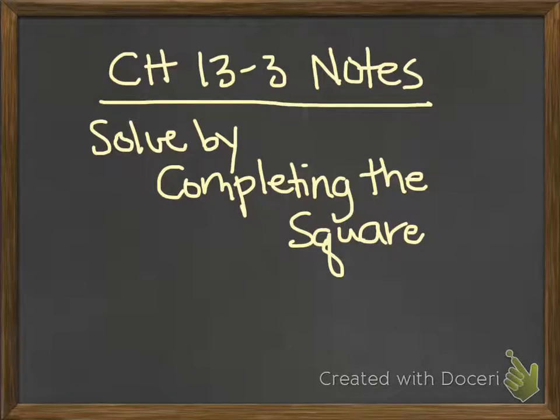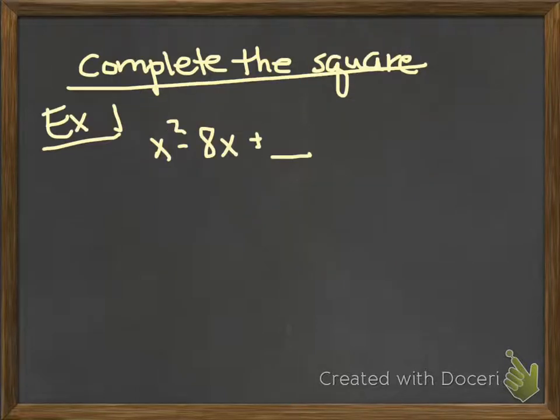Okay, chapter 13-3 is solving quadratics by completing the square. In example 1, x squared minus 8x plus blank. What you want to do is find the number that would make it like x plus something squared, or x minus something squared. So to do that, you take half of negative 8, which is negative 4, and then you square it. Negative 4 times negative 4 is 16.